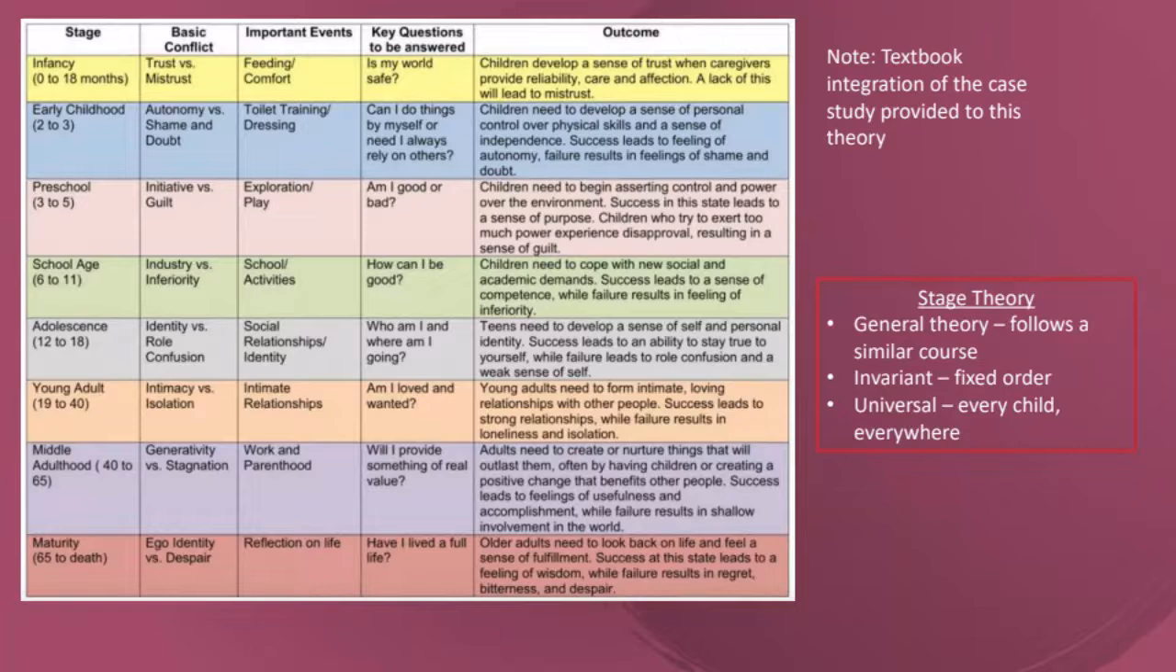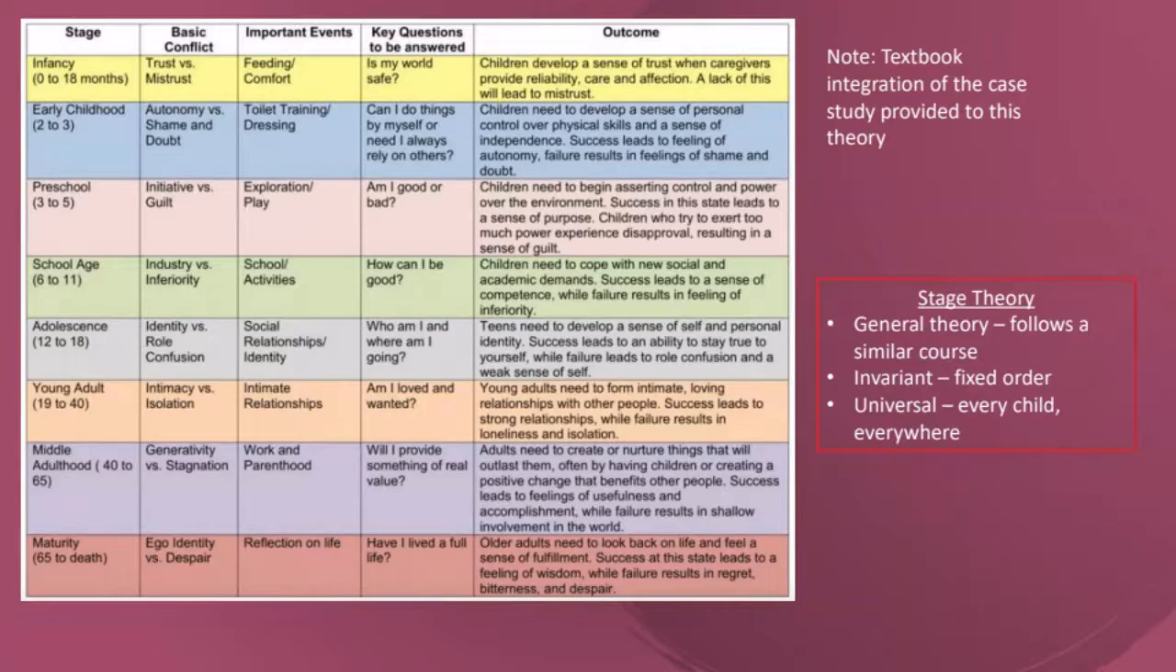Those, again, are carried through into the remainder of our life cycle. Preschool, still in this phase, is initiative versus guilt. It's very important for children to explore and play in this stage of their lives. The key question is, am I good or am I bad? Children need to begin asserting control and power over the environment. Success in this stage leads to a sense of purpose. Children who try to exert too much power will experience disapproval, resulting in a sense of guilt.